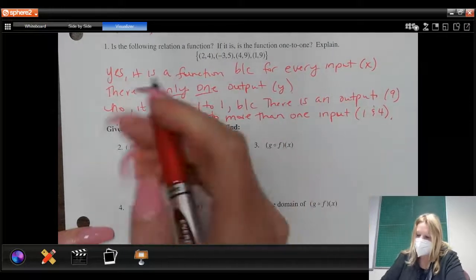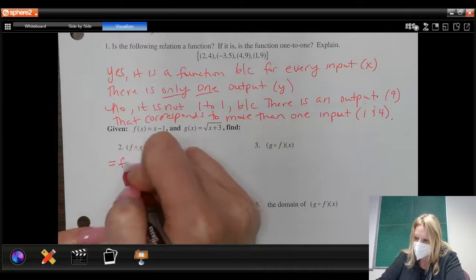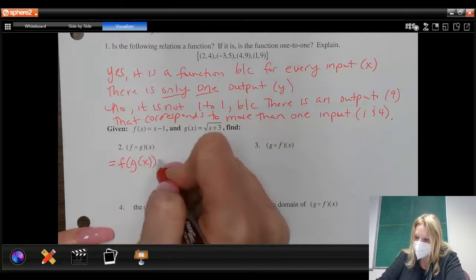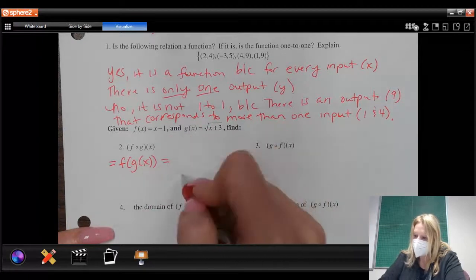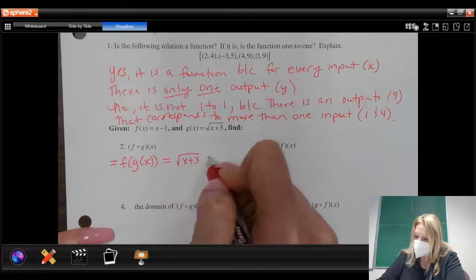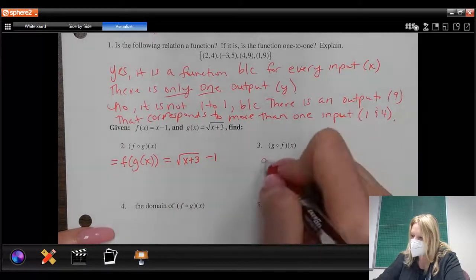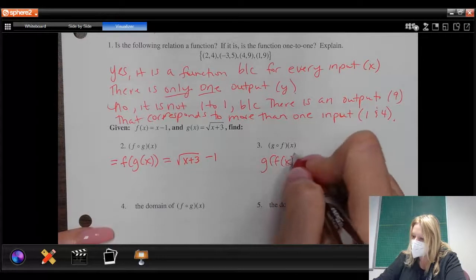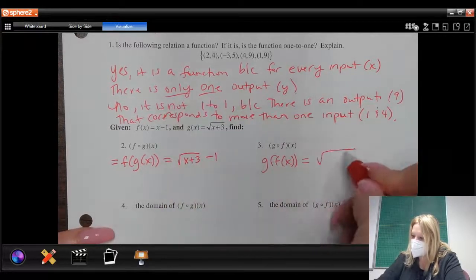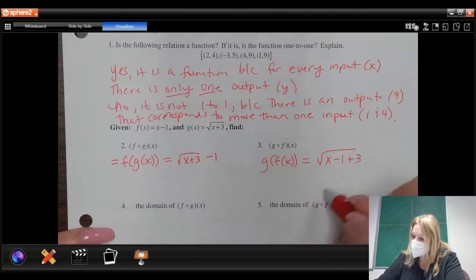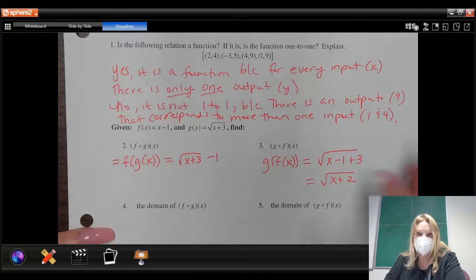Now, f of g of x, that gets written f of g of x, which is putting the g of x into the f of x. So I get that. g of f of x is putting the f of x into the g of x, which means I get this.